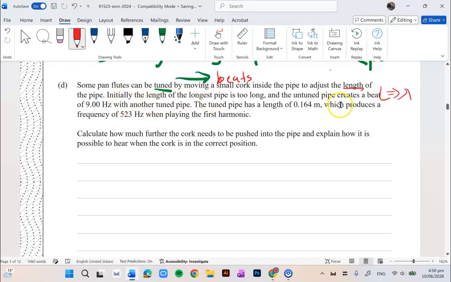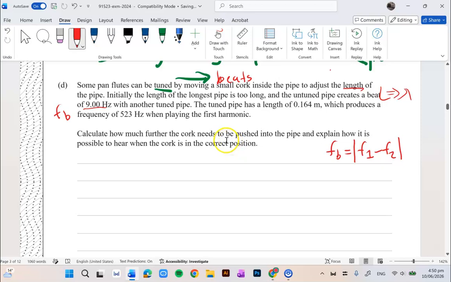Initially, the length of the longest pipe is too long and the untuned pipe creates a beat of 9 Hertz with another tuned pipe. Okay, so that's our beat frequency, FB. I'm just going to write the formula down on the side. FB equals the absolute value of F1 minus F2. These are the two frequencies of the two pipes. The tuned pipe has a length of 0.164, which produces a frequency of 523 when playing the first harmonic. Calculate how much further the cork needs to be pushed into the pipe and explain how it is possible to hear when the cork is in the correct position.